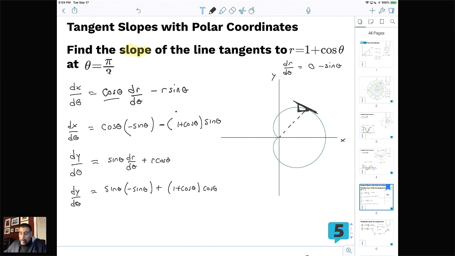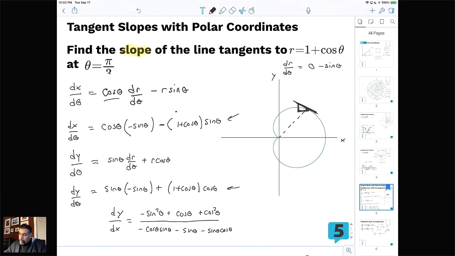In order to find our dy over dx, we will take these two results and put them into a quotient with dy over d theta first on top. So that's going to be negative sine squared theta plus cosine theta plus cosine squared theta. And that's just simplifying this expression as I go. And then on the bottom, it will be the dx over d theta. So that's going to be negative cosine theta sine theta minus sine theta minus sine theta cosine theta.